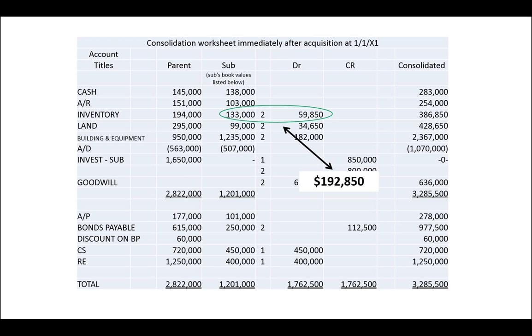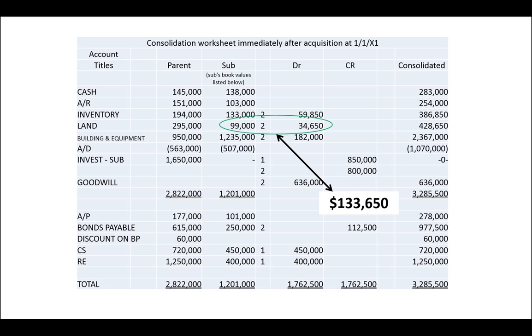How do we do that? Well, if you look back at the original schedule, the sub's book value of inventory was $133,000. The fair value was $192,000. So what we did is we took the book value, added to it any excess amount in EJE2, and it brought the inventory to its fair value that we bought it at, $192,850.